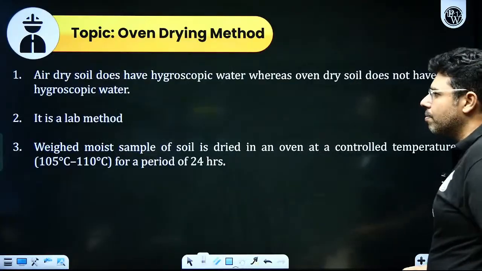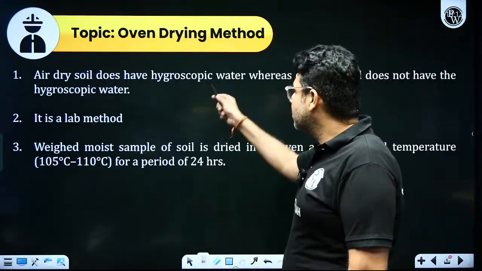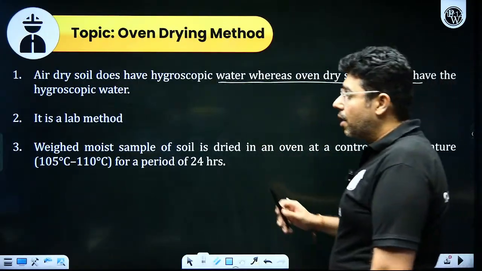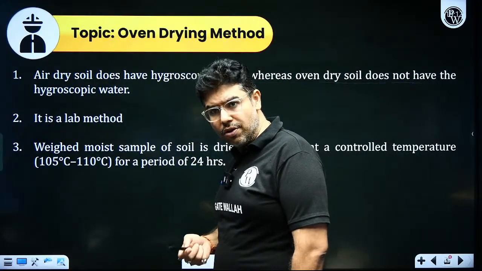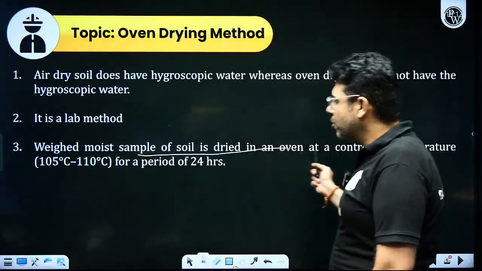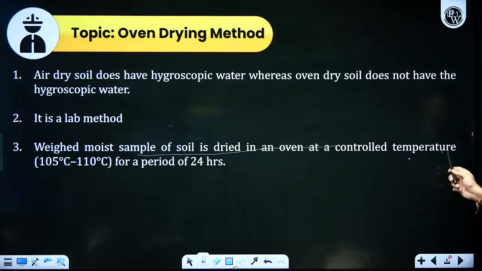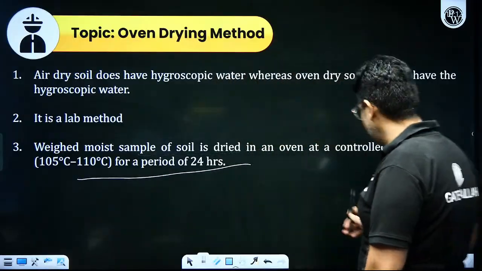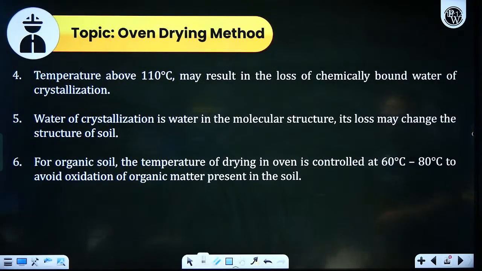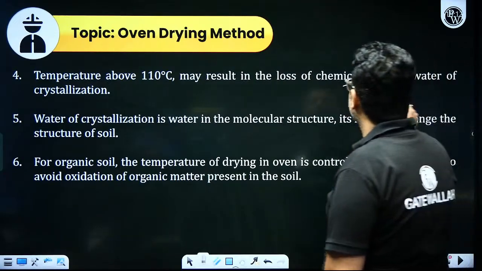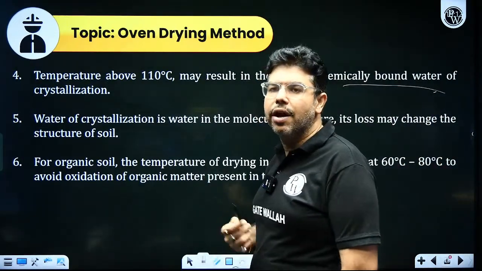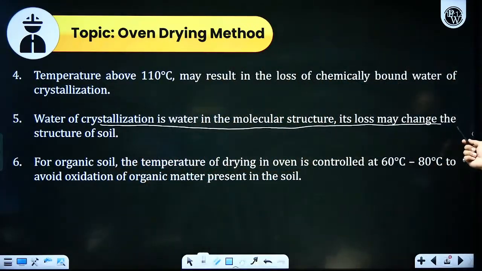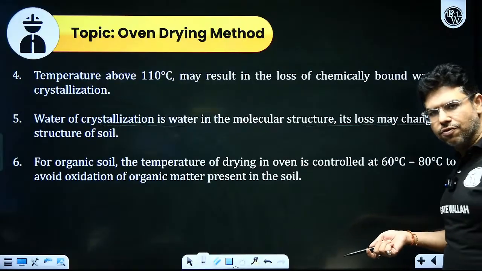Therefore, you will never increase the temperature of drying above 110 degrees Celsius. What's my point? So air dry soil does have hygroscopic water, whereas oven dry soil does not have the hygroscopic water. It is a lab method. As I told you, this method is done in lab. Weighed moist soil is dried in an oven at a controlled temperature of 105 to 110 degrees Celsius for a period of 24 hours. Temperature above 110 degrees Celsius may result in the loss of chemically bound water of crystallization, that is the structural water. Water of crystallization is the water in the molecular structure. Its loss may cause a change in the structure of soil.